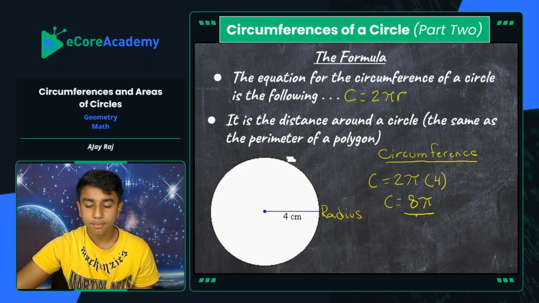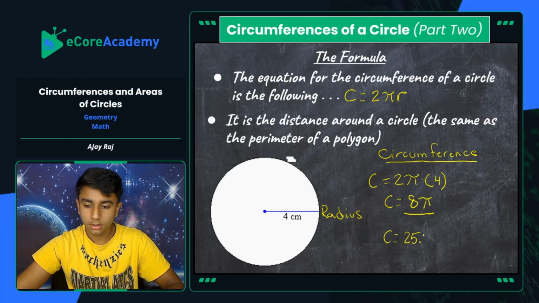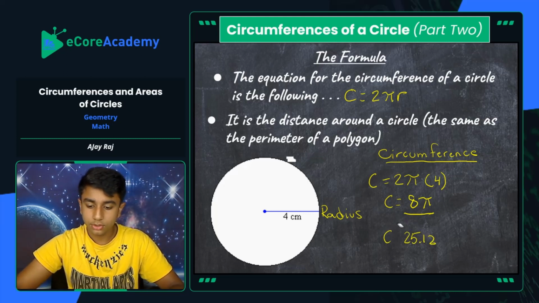It's 8 times pi. However, if you're asked to simplify that, we know that pi is approximately 3.14. So if we multiply that across, I'm going to change this sign to an approximation sign. That's approximately 25.12, but it is exactly 8 pi. This is unsimplified, but it's the most exact answer that you can get. So this is probably my favorite form of expressing any terms of pi.